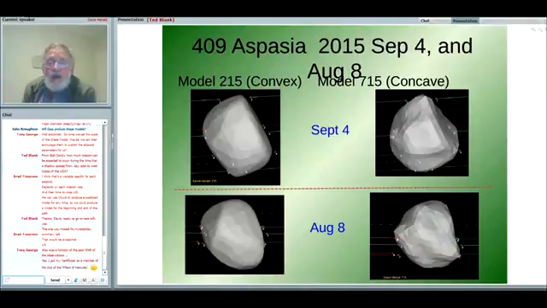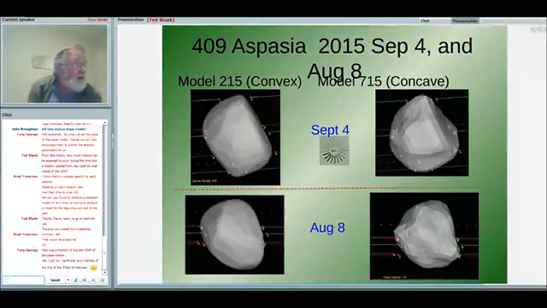Anyway, this one shows fits to 2 different shape models for 2 occultations of 409 Aspasia. The right-hand models are concave shape models. They're a more complex shape model, allowing for dips and valleys as well as just mountains. Interestingly, the convex models on the left provide a better fit than the concave models on the right. And they've still got lots of development to do on the shape model area, but they're getting really good results. And next slide, we must be getting.